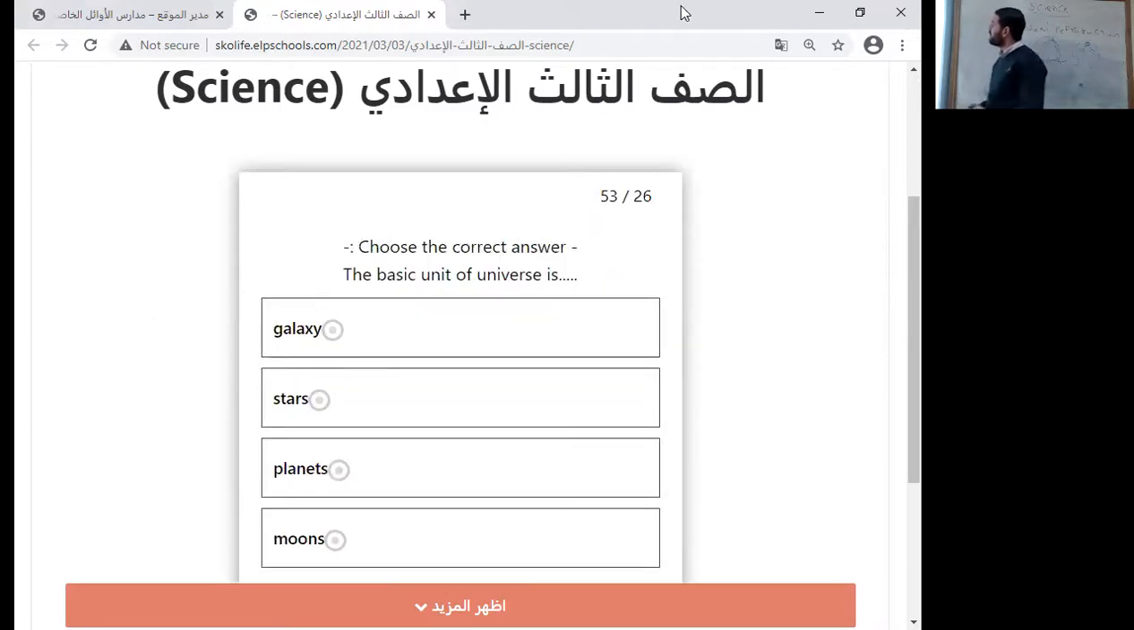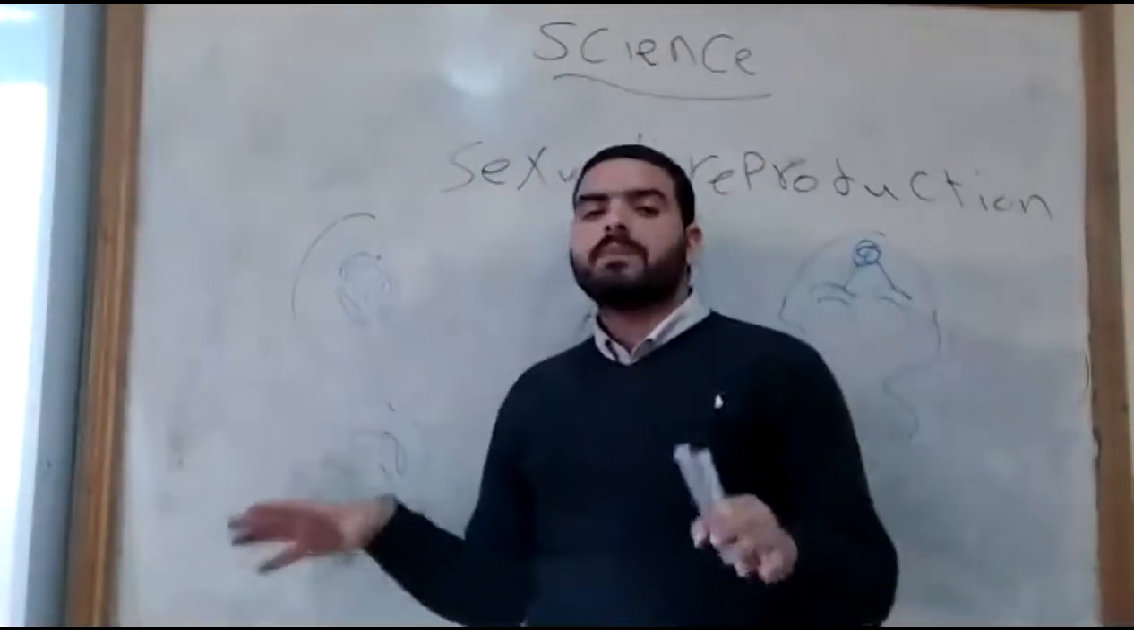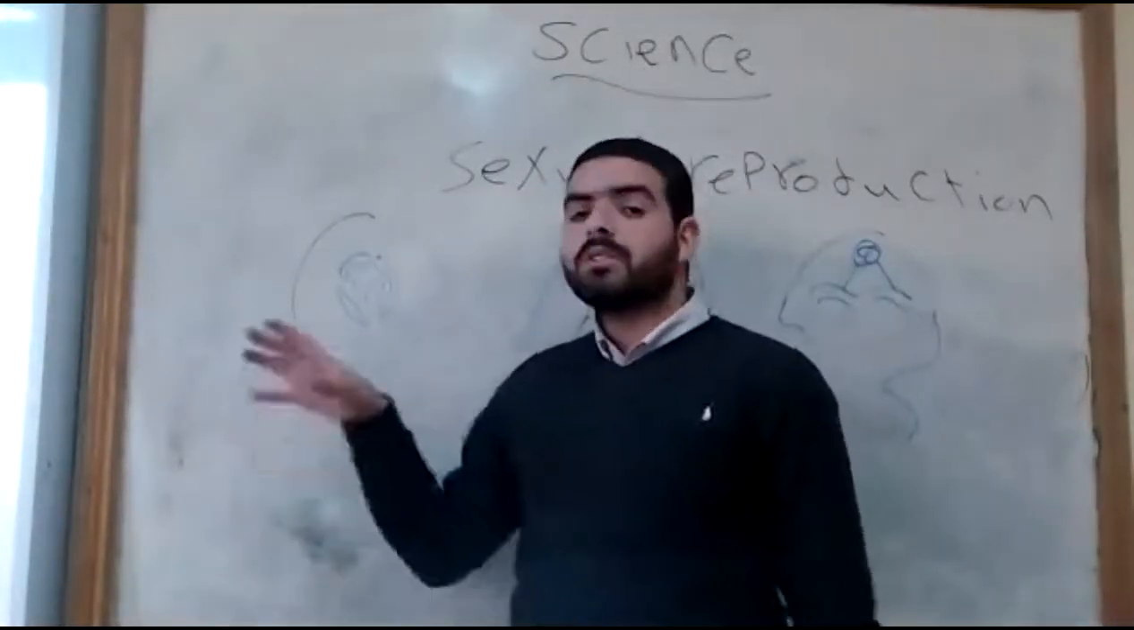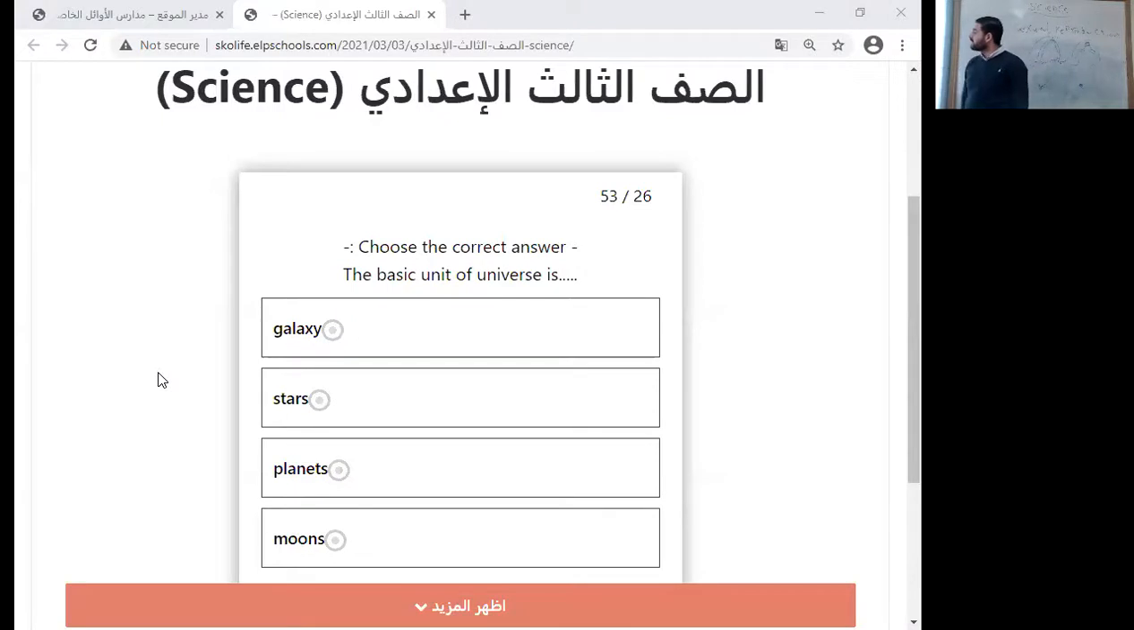The basic unit of the universe is the galaxy. A galaxy is a group of stars that are arranged together, and the most common galaxy is the Milky Way galaxy, the galaxy which our solar system is a part of, and it is found on one of its spiral arms. So the answer, the basic unit of the universe is the galaxy.